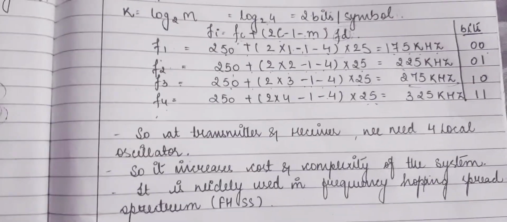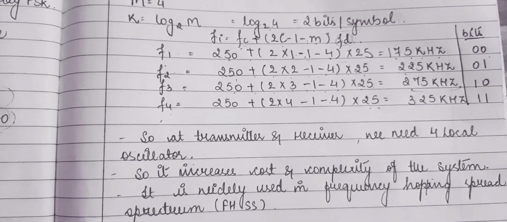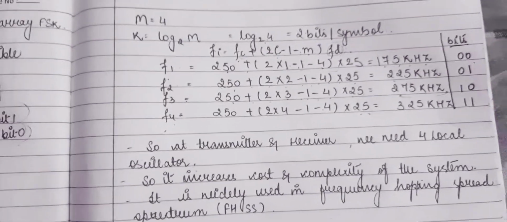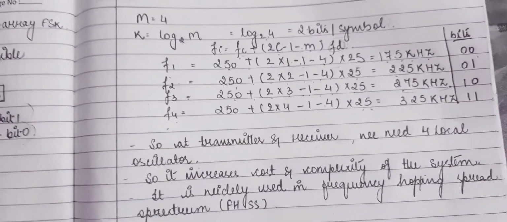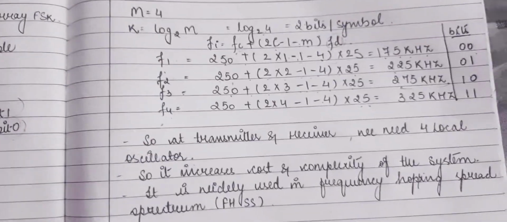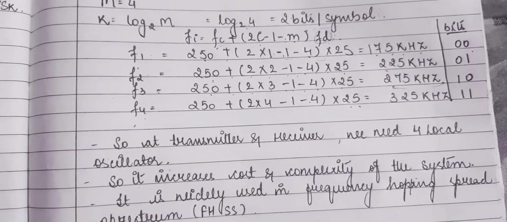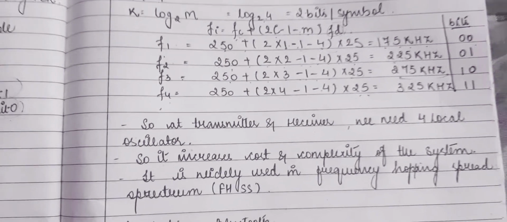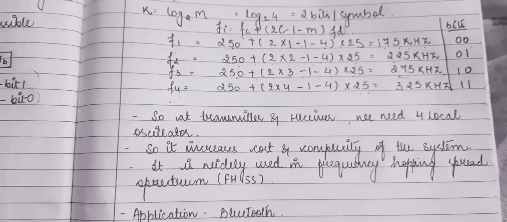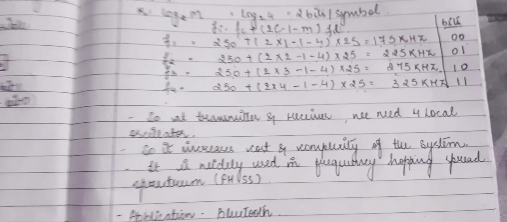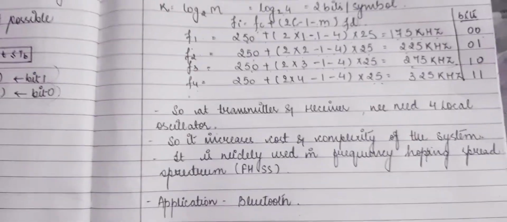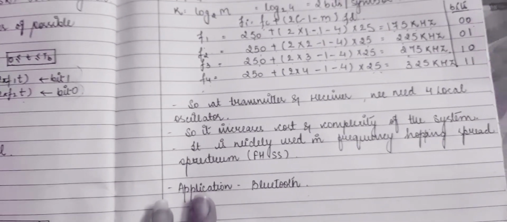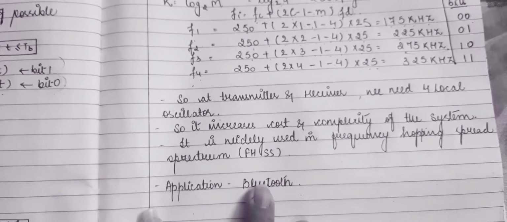From here we can see that at the transmitter and receiver side we will need 4 local oscillators. So it increases the cost and complexity of the system. This is widely used in frequency hopping spread spectrum, that is FHSS. The basic application of MFSK is Bluetooth. So this was all about MFSK.